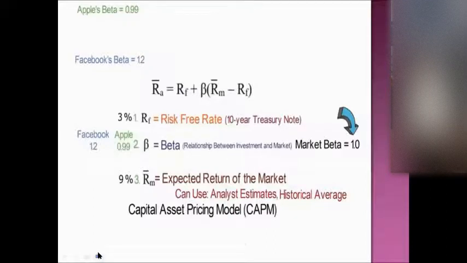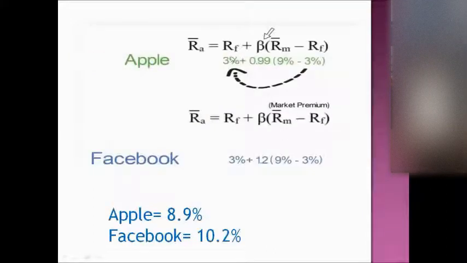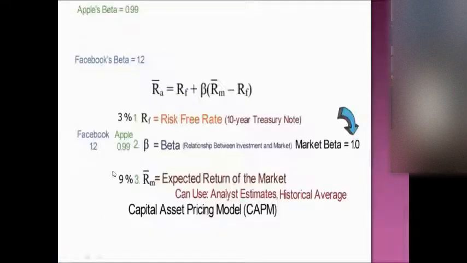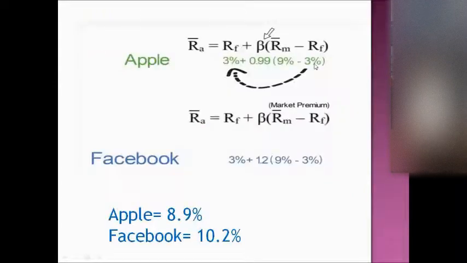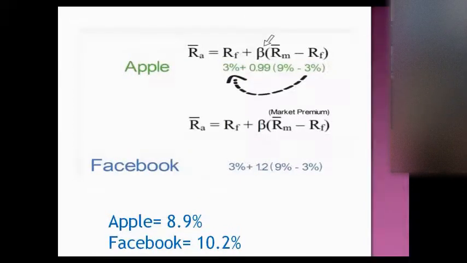Okay, going back. So our RF here is 3%. Okay, so let us simply substitute it. So RF 3% plus beta. Beta of Apple in our example is 0.99. Then RM, market return, estimated market return is 9%. Ito yun, 9%. Then minus RF, which is 3%. Okay, so what I want you to do is try to solve this one. I want you to come up with this answer: 8.9. Okay, you try to solve it now, class.